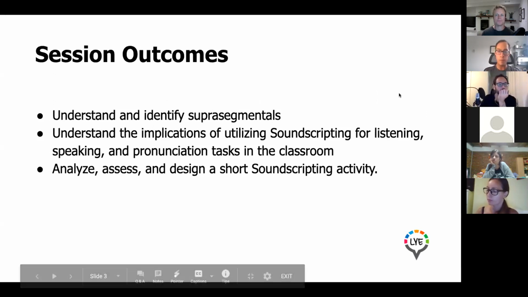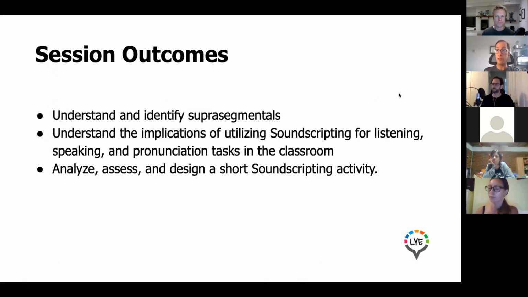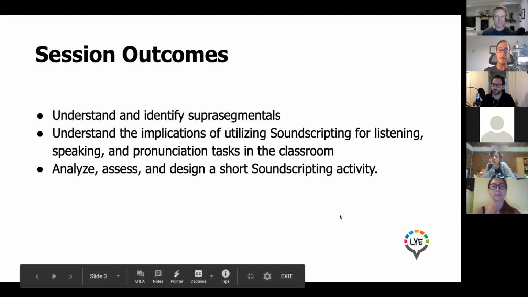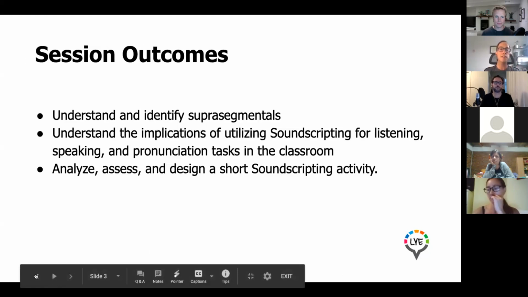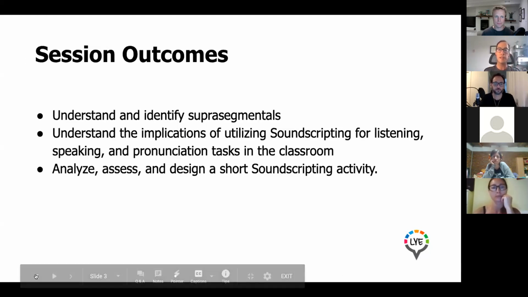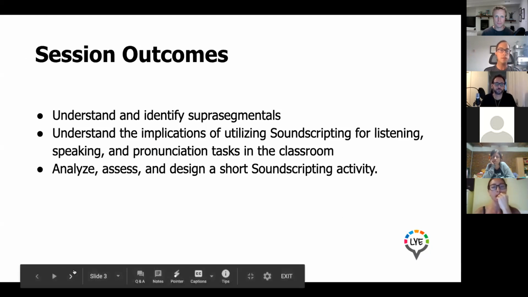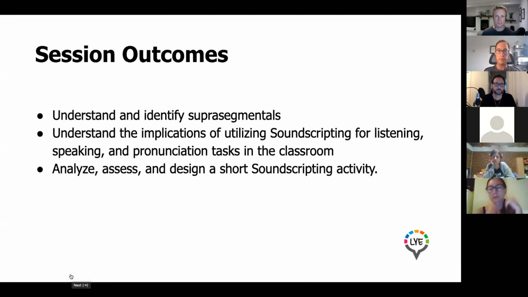So as always, whenever we design these workshops, we really want to make them user-friendly so that you can go home or return to your classroom and use these things right away. So we'll start off by just looking at what sound scripting means. Again, we'll focus on features beyond sounds and some of the suprasegmentals such as stress, intonation, and pausing. And we'll finish off with, again, going through a task together.